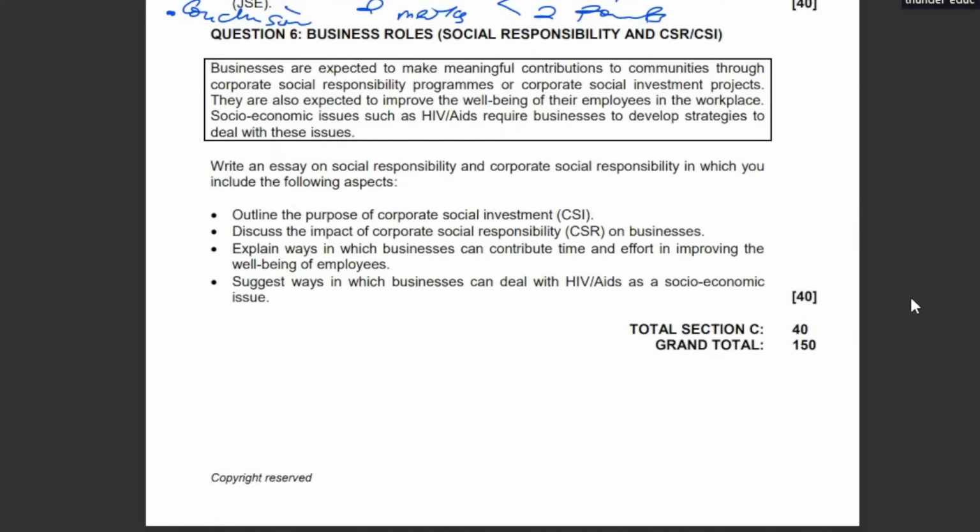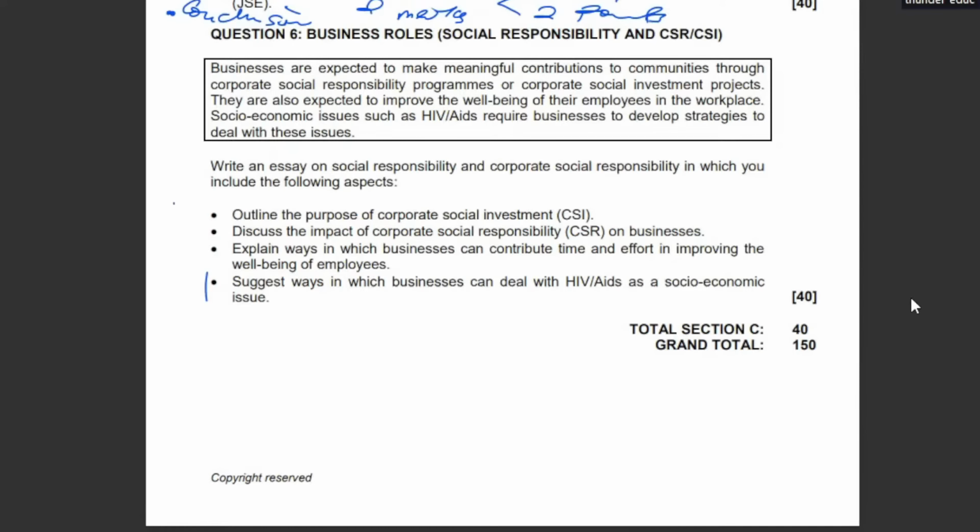They are also expected to improve the well-being of their employees in the workplace. So socioeconomic issues such as HIV or AIDS require businesses to develop strategies to deal with these issues. Okay, right. So now write an essay on social responsibility and corporate social responsibility, in which you include the following aspects. Grade 12, if you still remember, I said that the structure of the essay under business studies is straightforward. Once you are given these four bullets, you know that they are going to form part of your body, and each subheading should be indicated inside your body and neatly underlined.